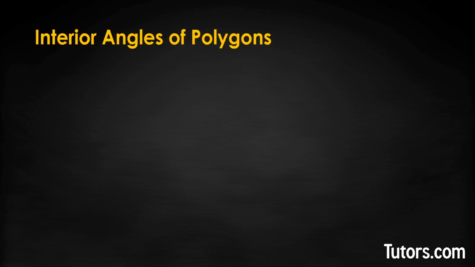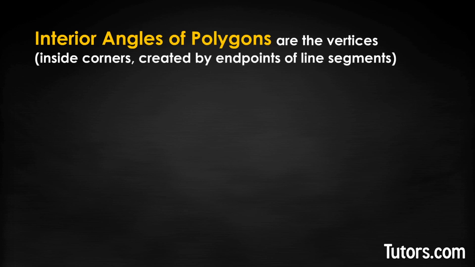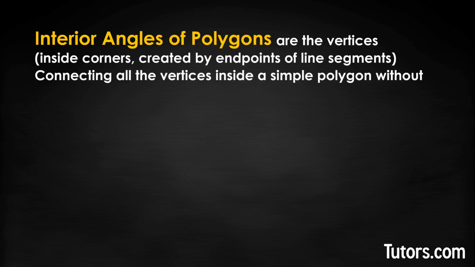Let's take a look at the interior angles of polygons. The interior angles of polygons are the vertices, or inside corners, created by endpoints of line segments. Connecting all the vertices inside a simple polygon without crossing any lines creates triangles. Each triangle adds to 180 degrees, so one way to find the sum of interior angles is to count the number of dividing triangles in each polygon.